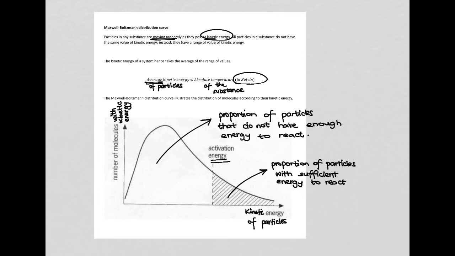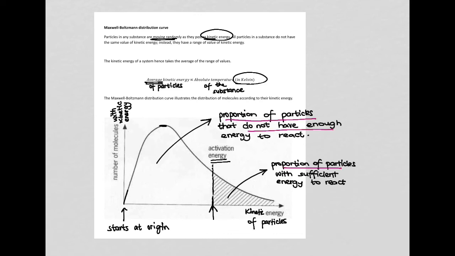You have to be very careful here. The graph starts at origin. Please add this part in your graph. It should start at origin, and it should have that particular shape where you have, in this case, the largest proportion of particles that have energy less than the activation energy. So this amount of kinetic energy that represents the activation energy is going to be the same for the similar reaction.